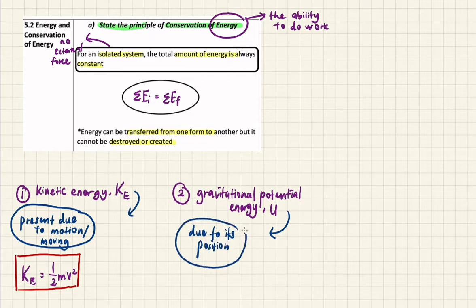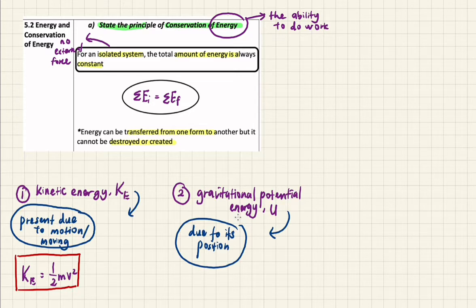Maksudnya dekat mana dia berada. So when the object is not on the ground, the object is on a certain position, maksudnya dia ada certain height, dia akan ada gravitational potential energy. So gravitational potential energy is due to its position.